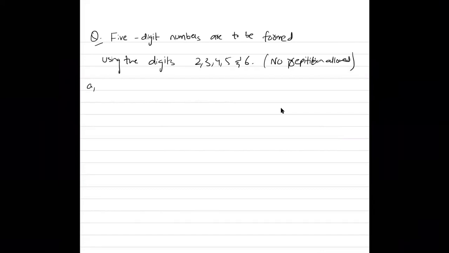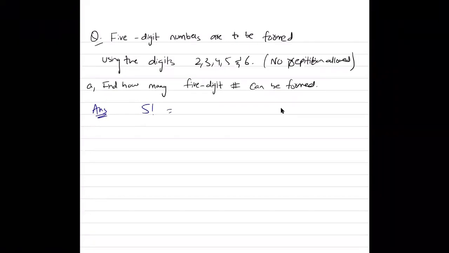First part says find how many 5-digit numbers can be formed. So, is there any restriction in this question? No. So, in how many ways can 5-digit numbers be formed? 5 factorial ways. That's correct. Say you know the answer for the 5 factorial. What is it?